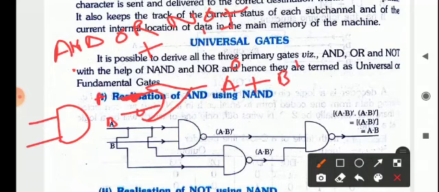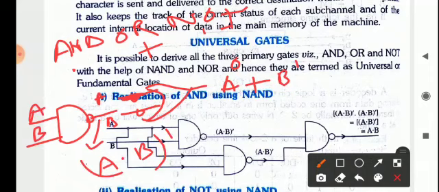Clear? And suppose I am attaching the circle over here, so what will be the output? Suppose this is your A and B, so the output will be, since it is an AND gate, A dot B and whole NOT, because NOT is at the output only. Okay, so this is how the basic gates are formed.